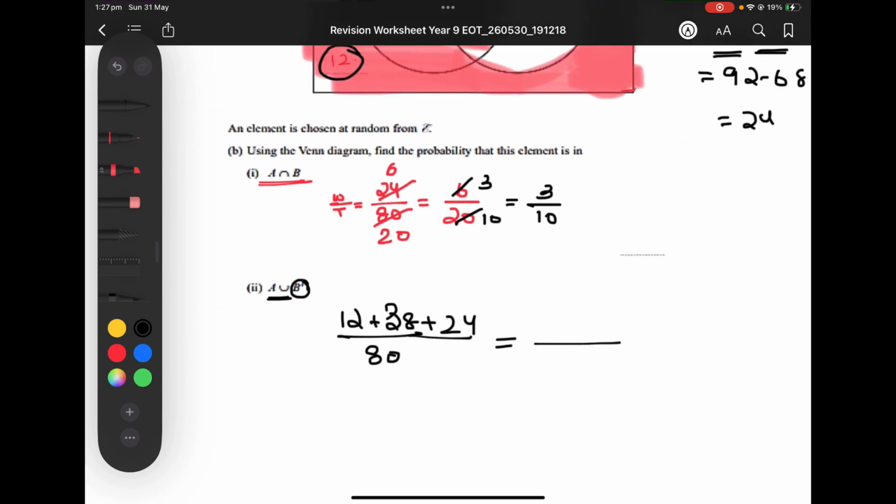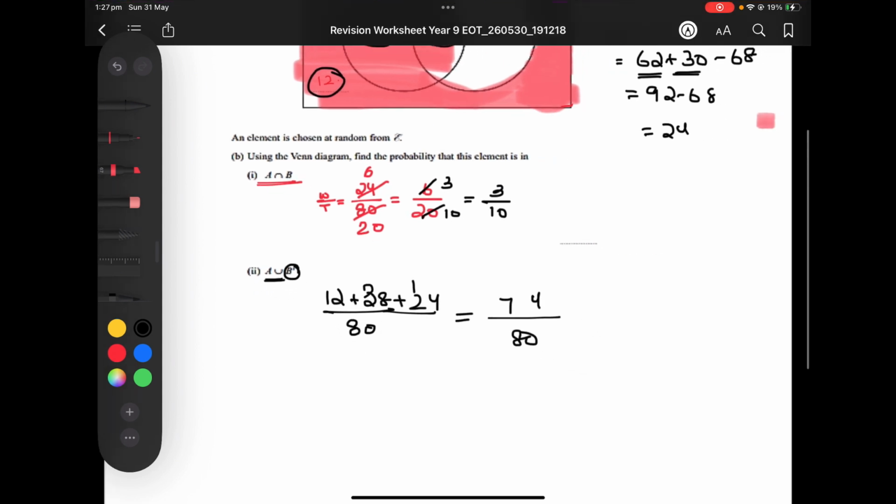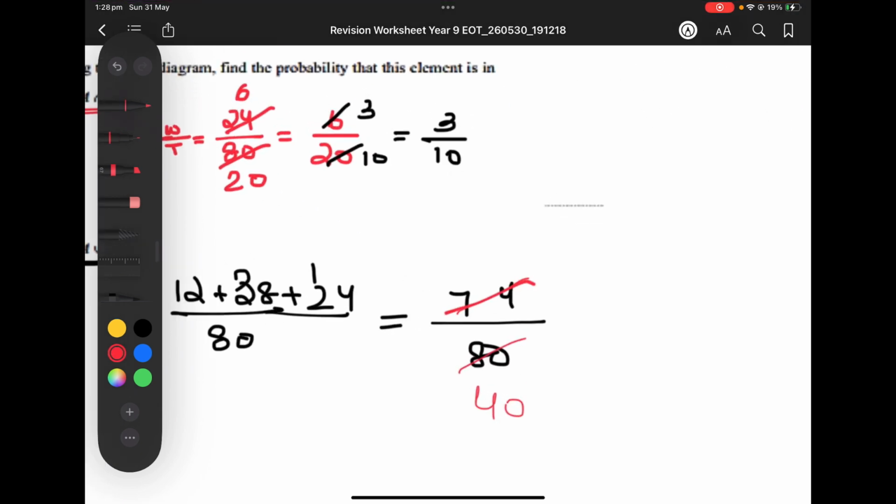So when I add all of them, it is going to be 74 over 80 is what I will get. And then let's start reducing it with the 2 times table. That goes as 40 here, and this goes as 40, and then 3 twos are 6 and then 7, so it is 37 over 40 would be the answer for this one, okay. So that's the end of the question here.